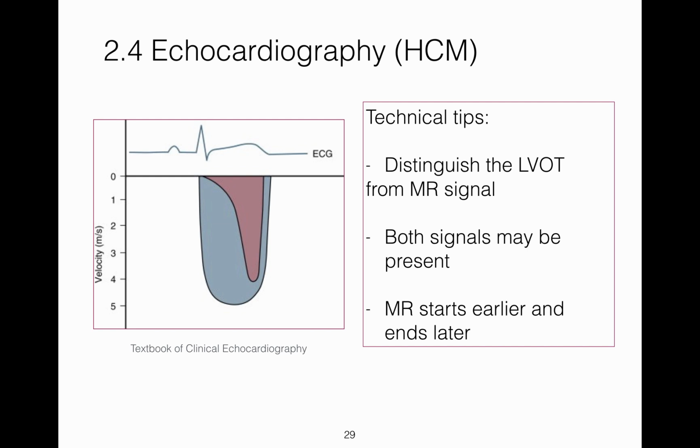A technical tip. It may be difficult to distinguish an LVOT signal from an MR signal, that is a mitral regurgitant signal, in obstructive hypertrophic cardiomyopathy. Both signals may be present. To differentiate between them, remember the mitral regurgitant signal starts earlier and ends later, which gives it a different shape to the LVOT signal.